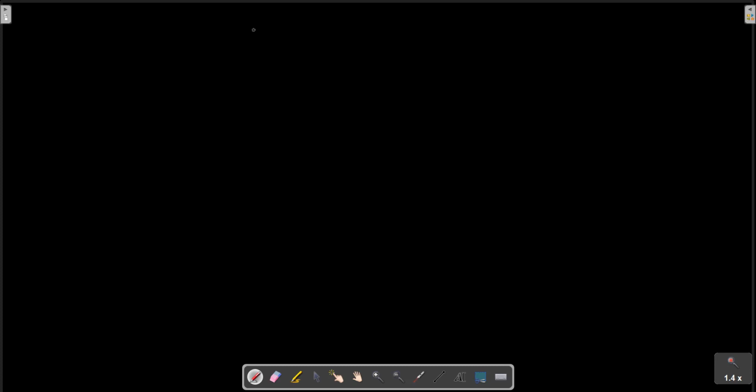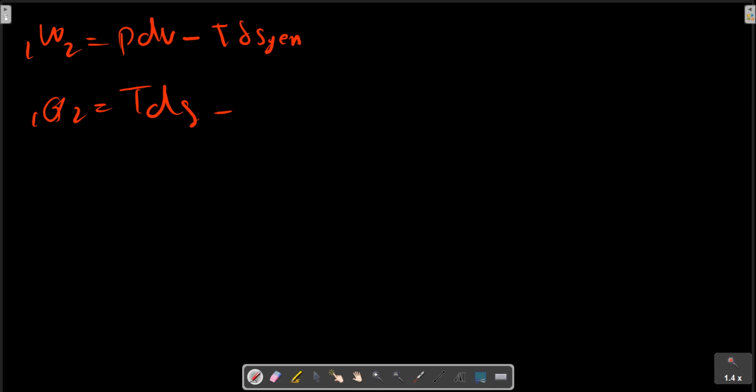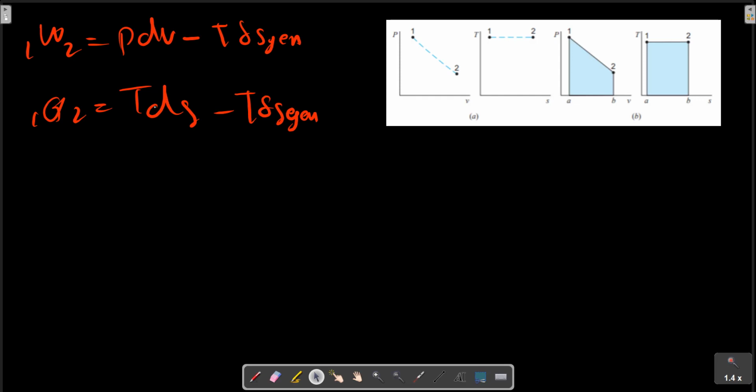One other point concerning the representation of an irreversible process on the PV and TS diagrams should be made. The work for an irreversible process is not equal to PdV, as we said before; it is PdV minus lost work, and the heat transfer is also different from TdS, being TdS minus T delta S generation. Therefore, the area underneath the path does not represent work and heat on the PV and TS diagrams respectively, as this picture shows.